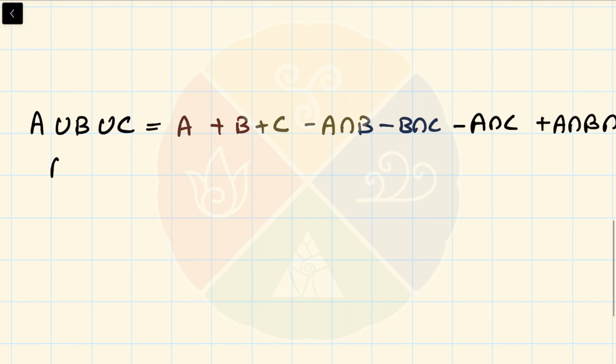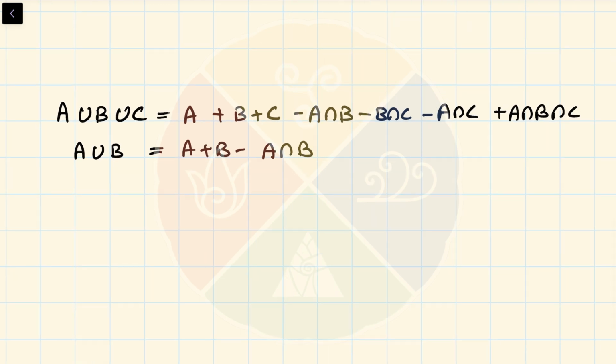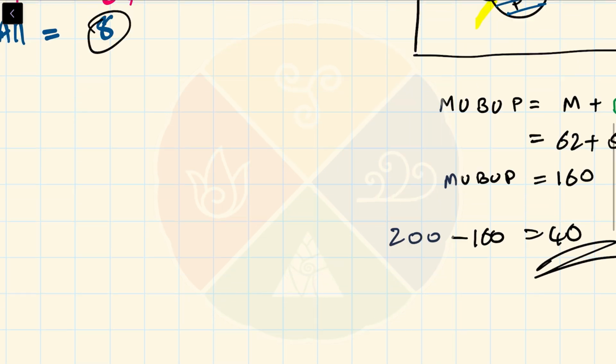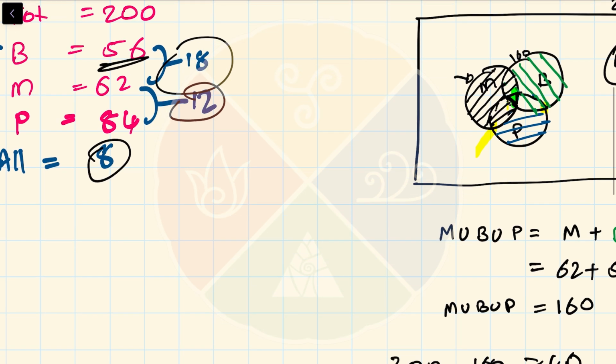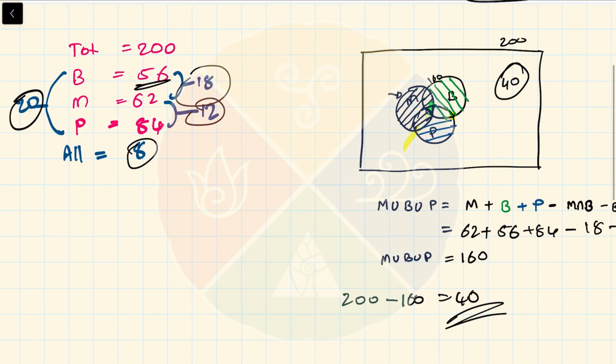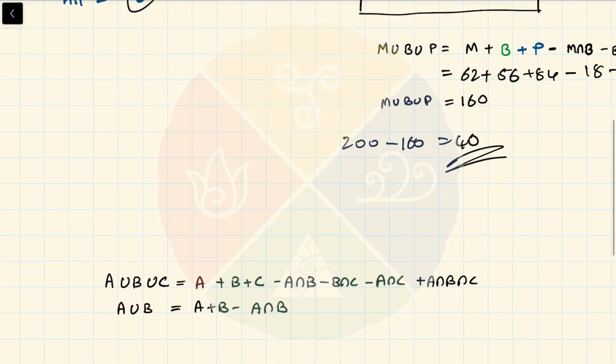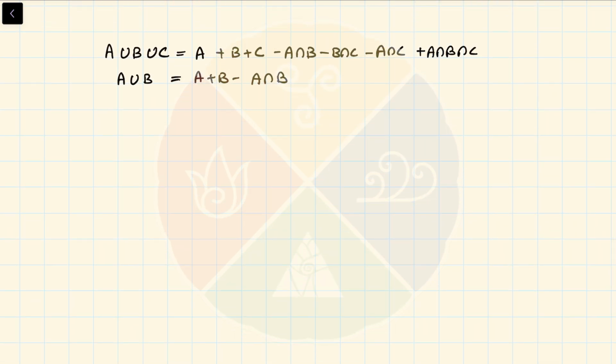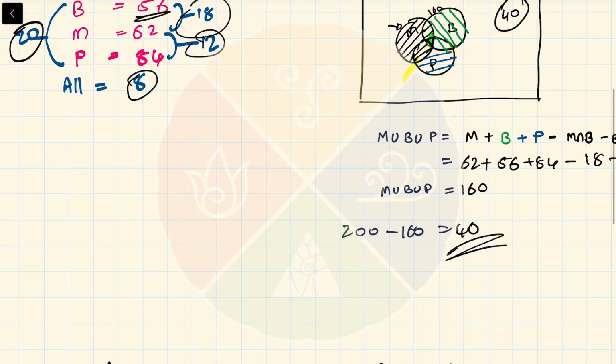If it is a two-group case, we can say A union B, where only two sets are there, is A plus B minus A intersection B. That's it. Okay. Now, I can actually go one more step further if needed. So this is how you actually find the answer for this problem.